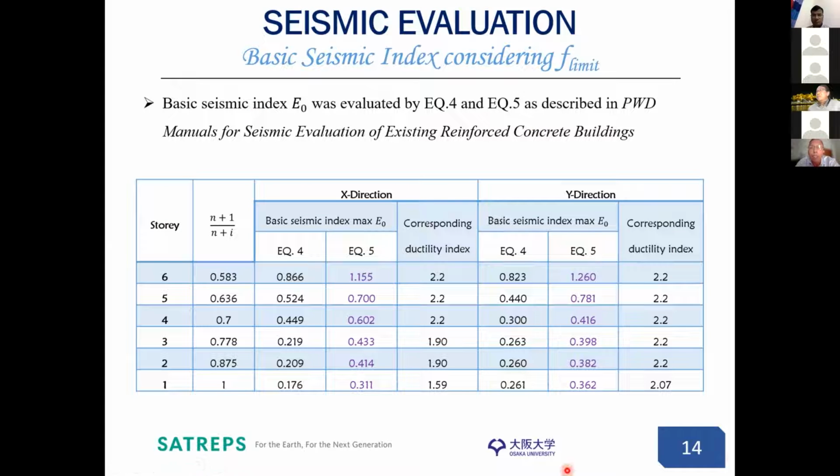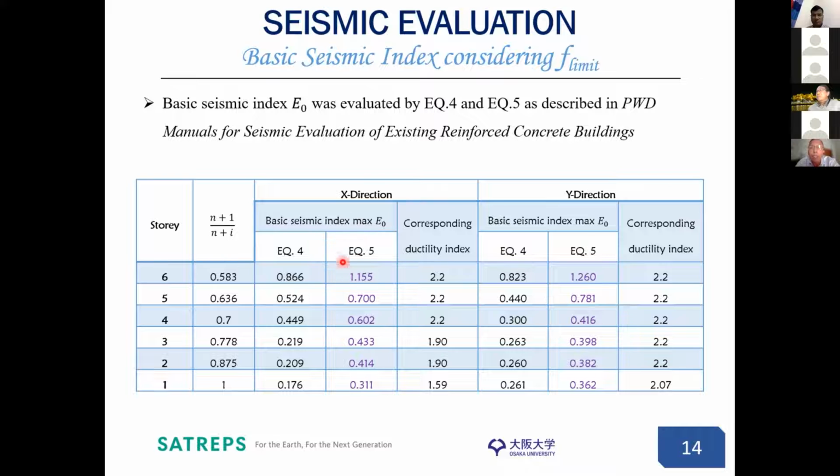And this is the summarized table of that. So for each story, now the modification factors are different because the story changes. And there are actually two equations to determine this basic seismic index according to PWD manuals, as explained by equations 4 and 5. And as explained in the guidelines, you take the maximum value of either equation and determine that as the basic seismic index, E0.